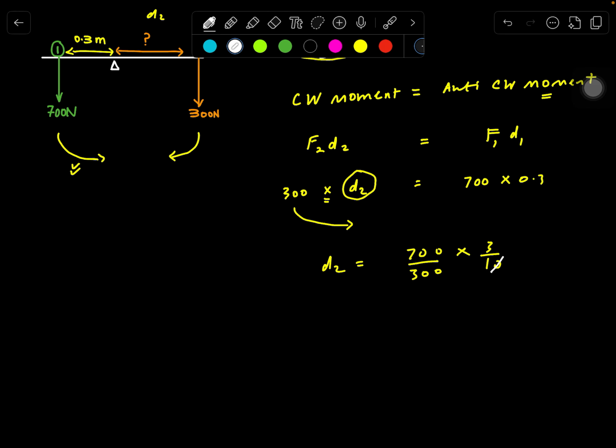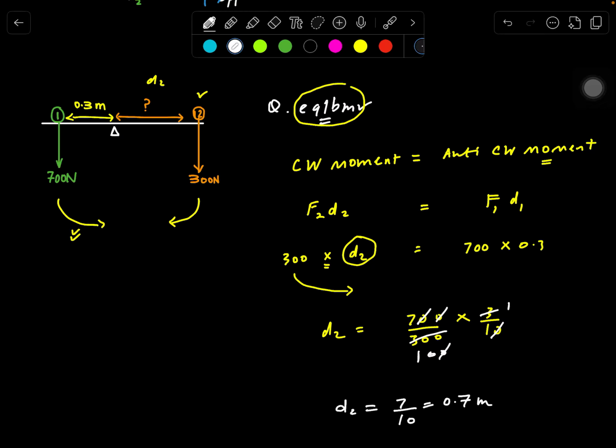Okay, so you can cut some zeros, 3 one times, and then cut another 0, and D2 equals 7 over 10, and you can write 0.7 meters. Looks simple, right? Let's do another example.